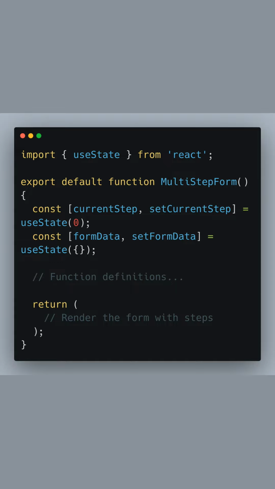We begin by importing the useState hook from React. Inside our multi-step form component, we initialize two pieces of state, currentStep and formData. The currentStep is initialized with 0, denoting the start of the form, while formData is initialized as an empty object to store the user's input across different steps. We will later define functions to handle step navigation and input changes.